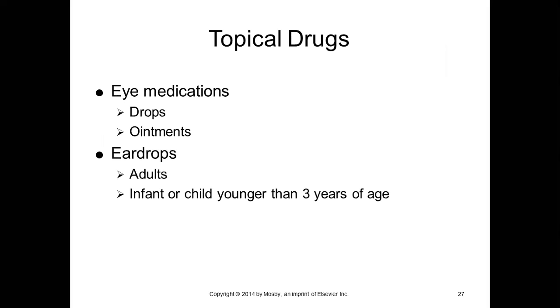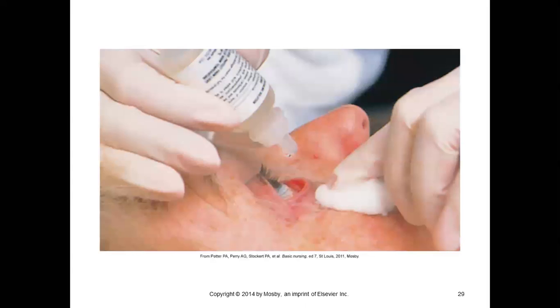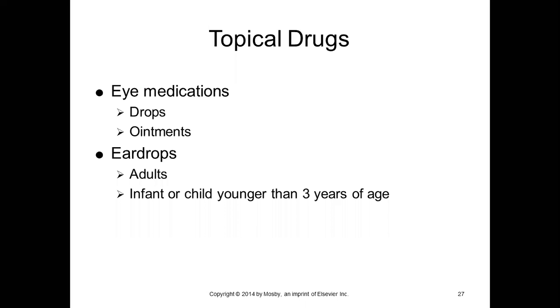Topical drugs, what we basically use for our patients, like eye medication, are used only topically. Eye drops or ointment, and ear drops are for adults, or we can use them for an infant or child younger than 3 years of age. When we give ear drops, especially for adults or children, it is very important. We have to know some information for the students, okay? Because the NCLEX board asks this question.